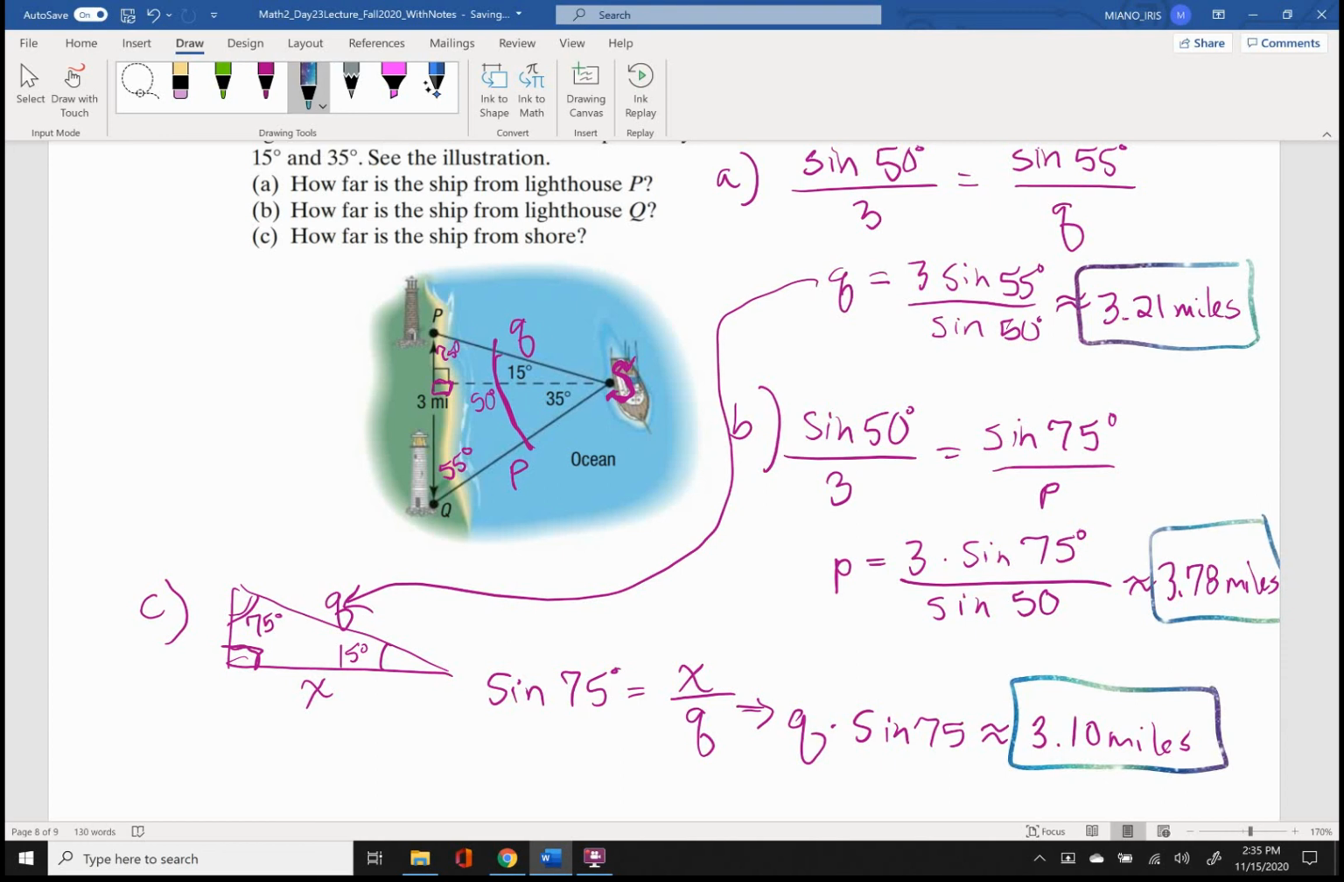We could do more word problems if it's relevant to the work you're doing for the homework. We can do whatever you want. And look forward to entertaining cases 3 and 4 for solving oblique triangles in the form of law of cosines next time. Thank you so much for your attention. I'll see you soon.